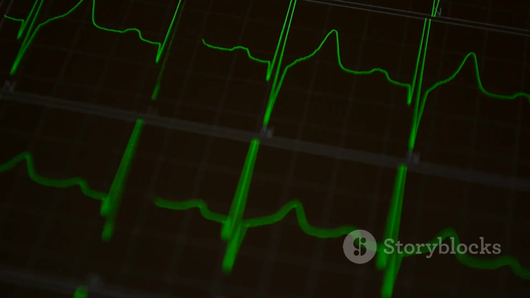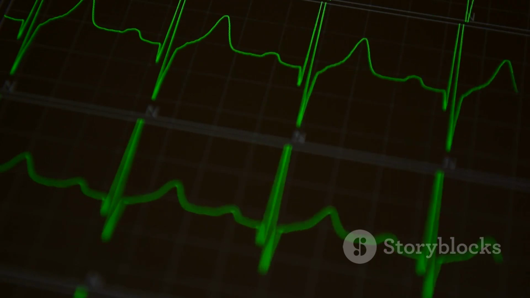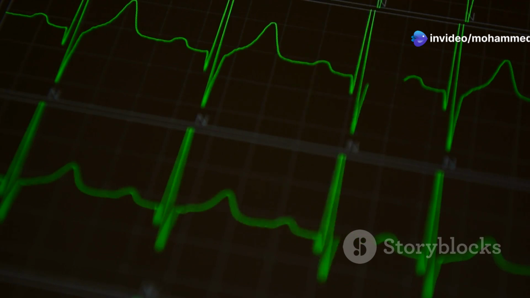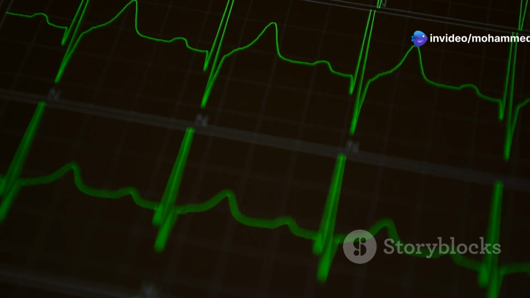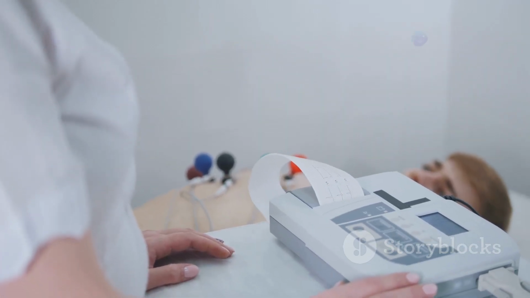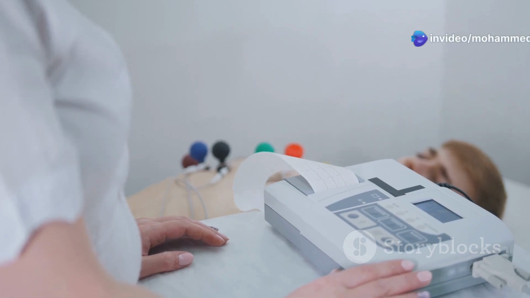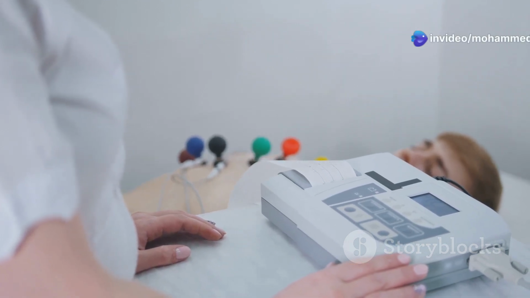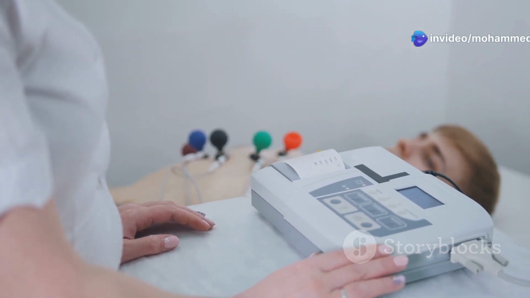For instance, atrial fibrillation, a common type of irregular heartbeat, typically shows up on an ECG as rapid and irregular electrical activity in the atria, resulting in an absent P wave and an irregular ventricular rhythm. A heart attack, on the other hand, often causes characteristic changes in the ST segment of the ECG, indicating a lack of blood flow to a portion of the heart muscle.